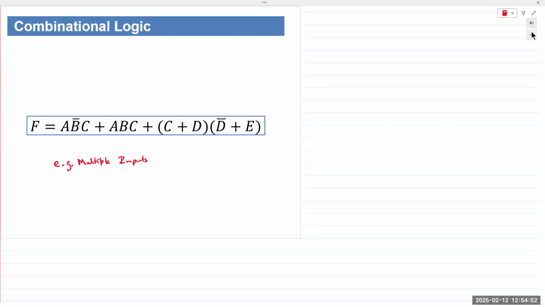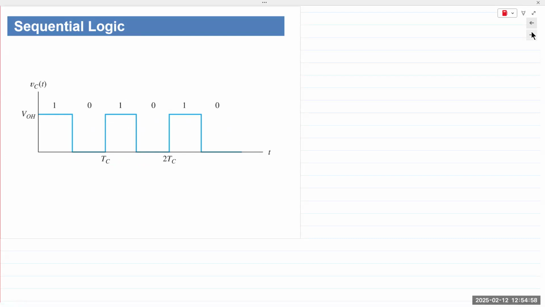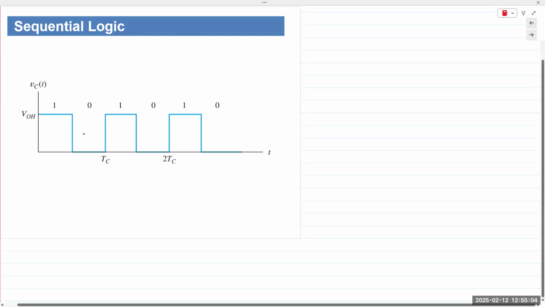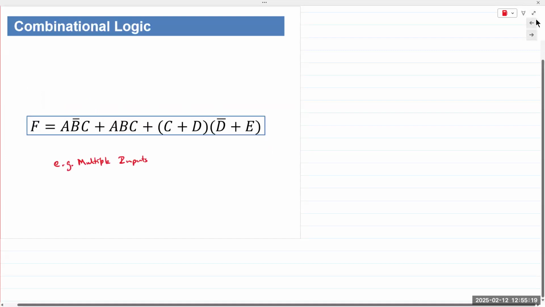And then there's sequential logic. Sequential logic requires a clock function, which keeps everything in synchronous operation. And the clock function is basically simply the presence of input or the absence of input. So 1, 0, 1, 0. Okay. And we'll look at both of these in the next class.